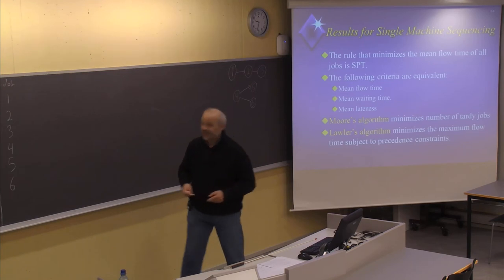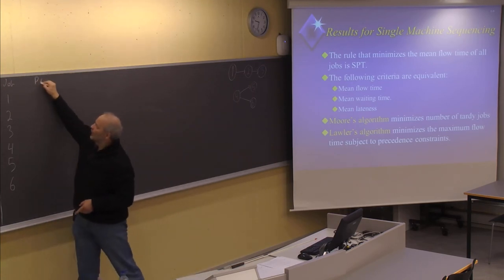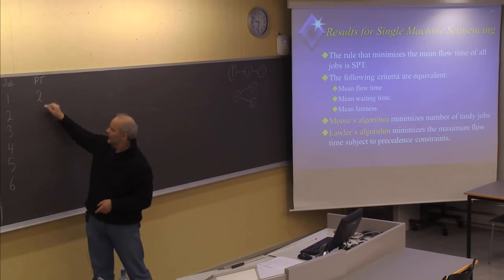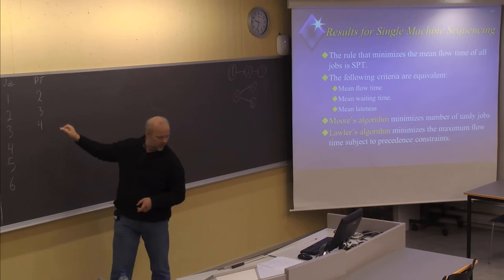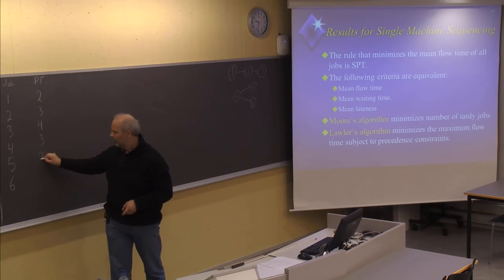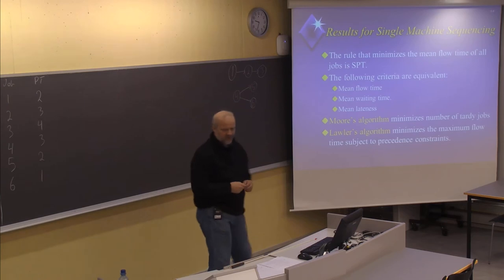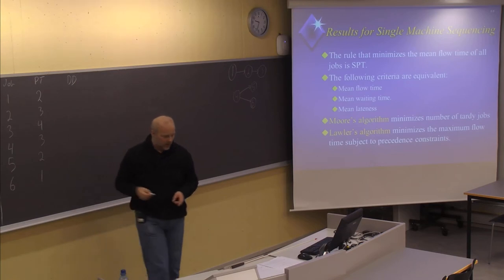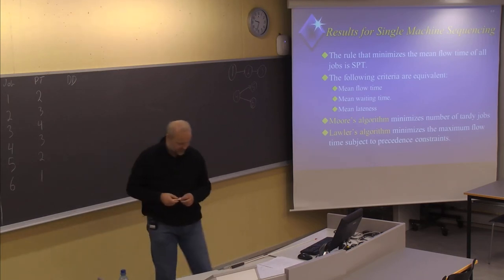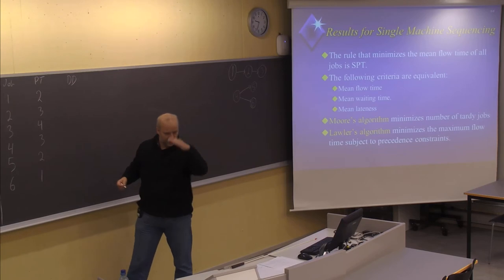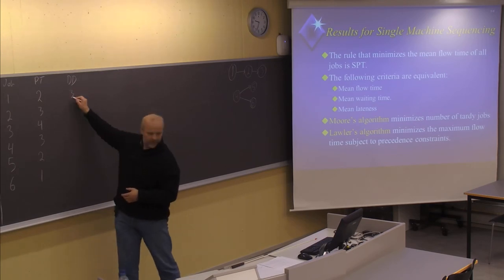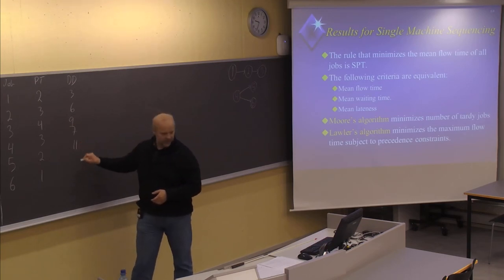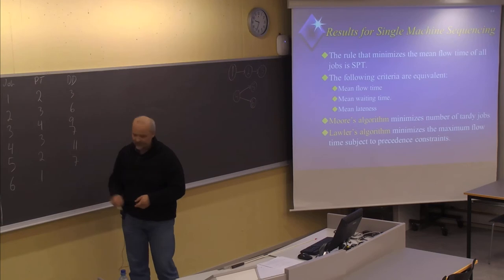We have a given processing time here, which is 2, 3, 4, 3, 2, 1. And each of these jobs has a due date when they should be finished, which is 3, 6, 9, 7, 11, 7 for each job in sequence.